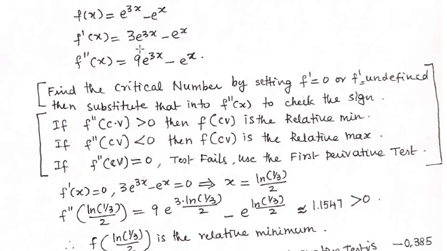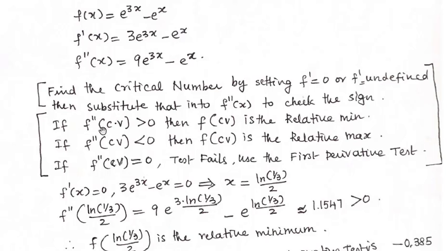So for this example, first set the first derivative equals 0 and solve, and we can see that it has only one critical number. So substitute that critical number into the second derivative, and here I got the critical number as a positive number.